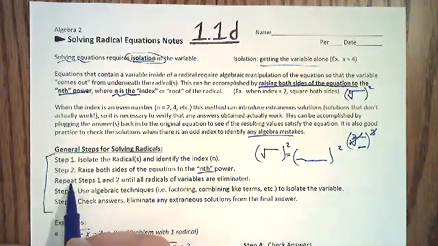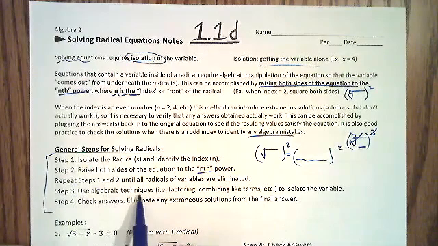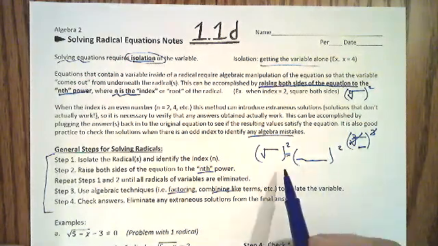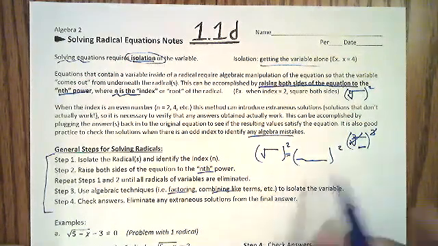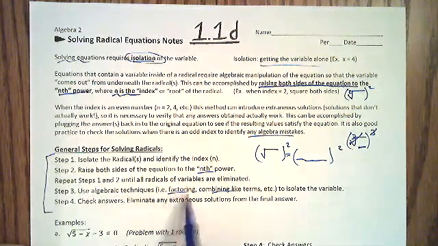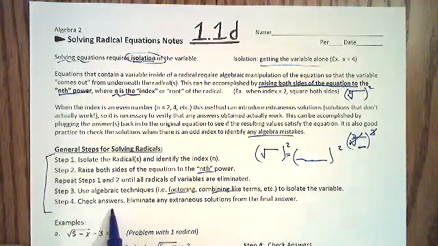Once all radicals are gone, you can use algebraic techniques like factoring, combining like terms, etc., to isolate the variable. So if it's a two-step equation or multi-step equation, if it's linear, or if it's quadratic, you can factor. You could use the quadratic formula. You're just going to use any other algebraic techniques that you already know to isolate the variable. And then last but not least, your fourth step is to check your answer. If you have any extraneous solutions, you want to make sure you eliminate those and do not include those. So let's take a look at our first example.